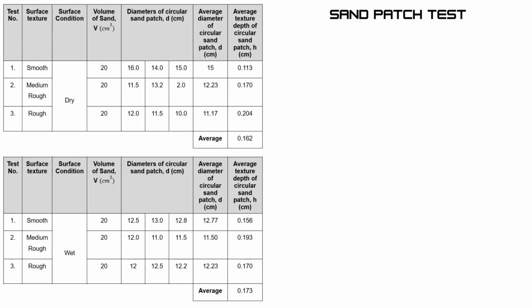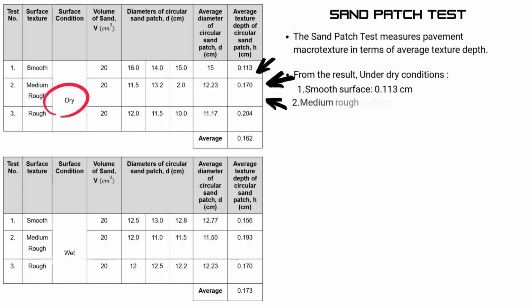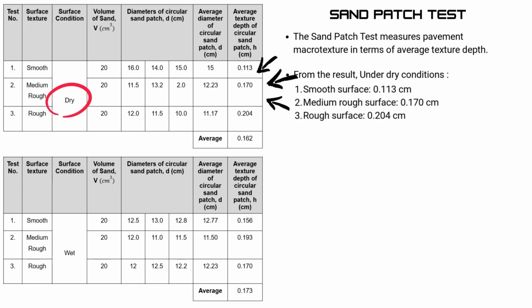Next, sand patch test. The sand patch test measures pavement macro texture in terms of average texture depth. The results under dry conditions showed that the smooth surface had a texture depth of 0.113 cm, the medium rough surface had 0.170 cm, and the rough surface had the highest at 0.204 cm. This gives an average texture depth of 0.162 cm for dry surface.